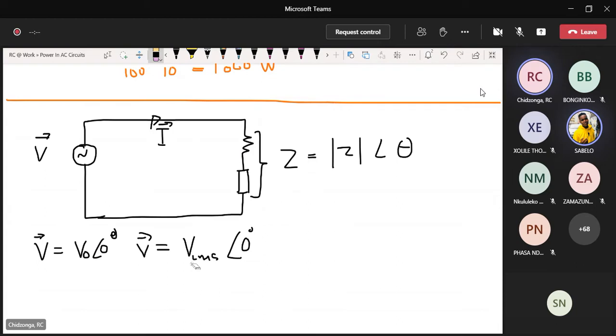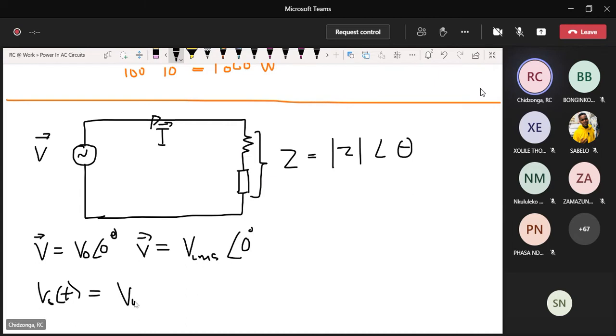Can I ask something before we move? Sure. Is that VRMS the same as VS, or are they two different things? Remember, VS is just representing a source. That S stands for source.